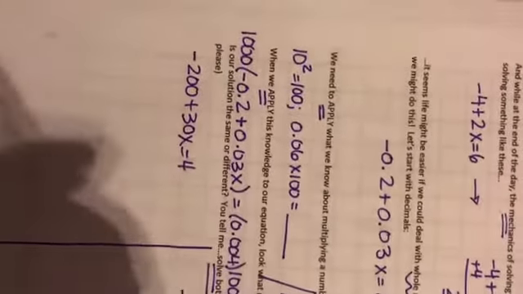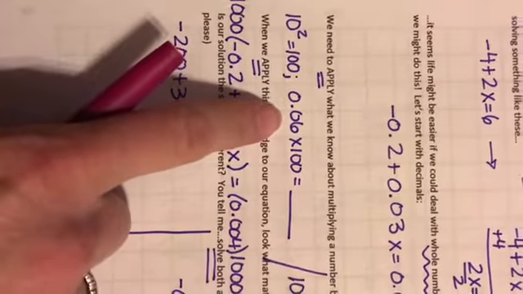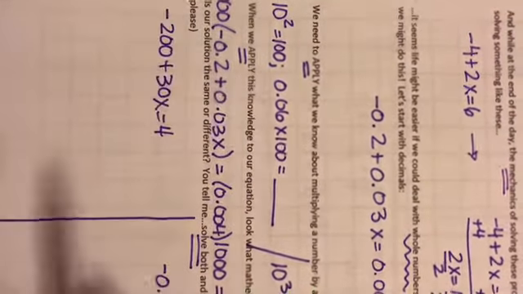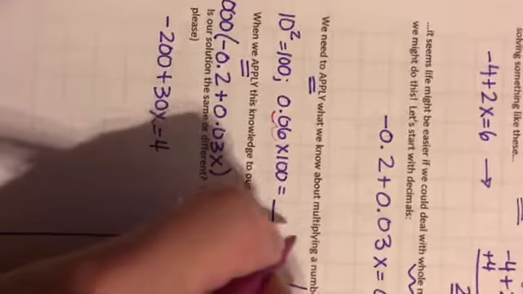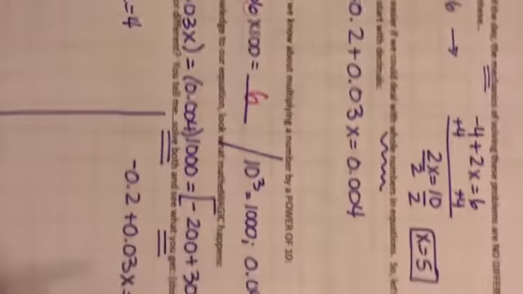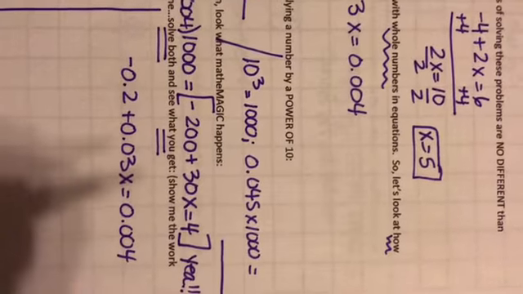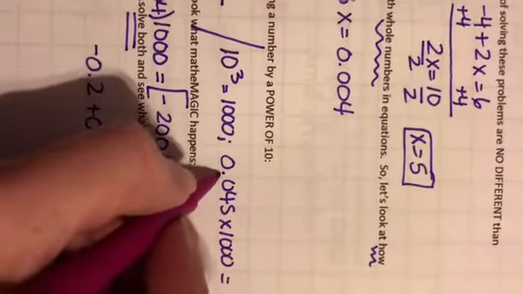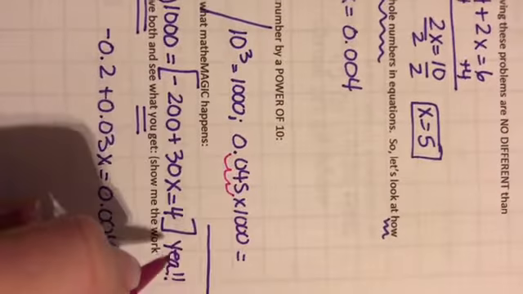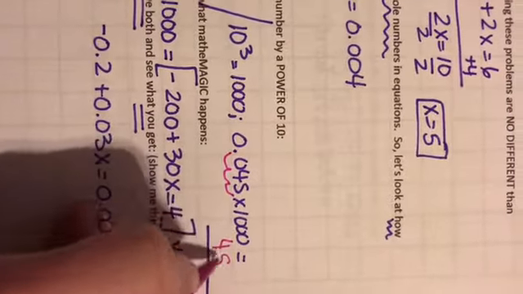For instance, if you multiplied 0.06 times 10, then your decimal goes 1, 2, and you end up with 6. And same thing over here, if you multiply 0.045 times 1,000, then you go 1, 2, 3, and you end up with 45.